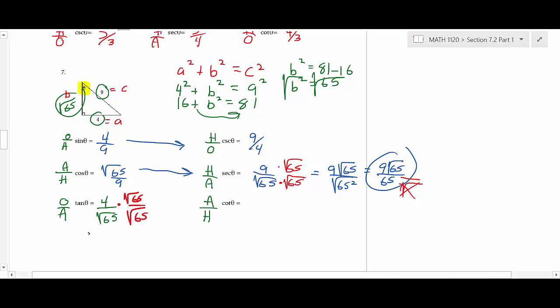Again, you just want to do this in your head. If the numerator is 4 times square root of 65, what's the denominator? 65, because you're really doing the square root of 65 squared, so that would be the answer to that problem, okay?